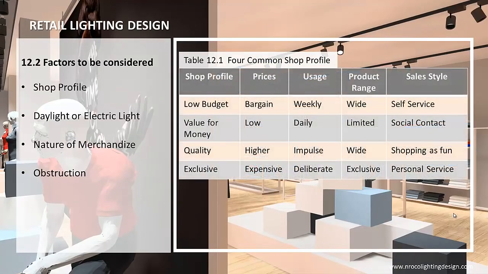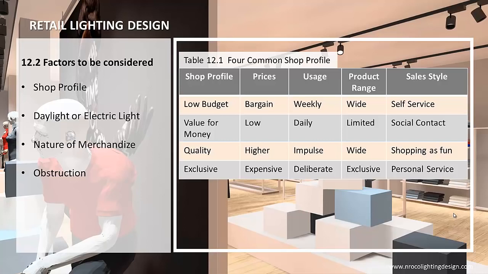The low budget, the value for money, the quality, and the exclusive. Low budget prices are usually bargain, and the usage is weekly. The product range is wide, and the sales style is mostly self-service. While for value for money, the prices are low, the usage is mostly daily, the product range is limited, and the sales style usually has social contact.